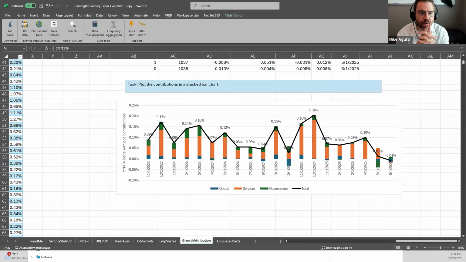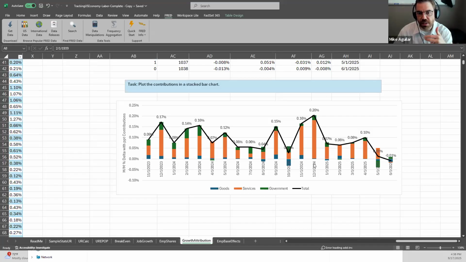All right, so the vertical axis is the month over month change, delta, for the percentage point contributions of goods, services, and the government. The black line shows you the total. So, for example, in November 2023 there was growth of around 0.09% in the payrolls. Now, how much of that 0.09 percentage points was from goods, from services, and from the government? And you can see the way that it stacks.